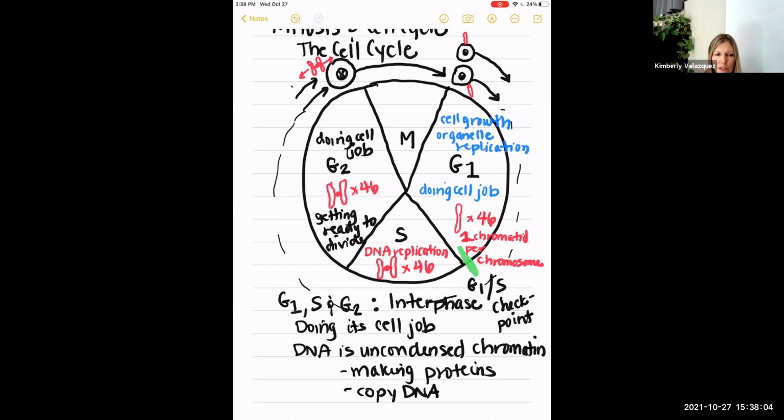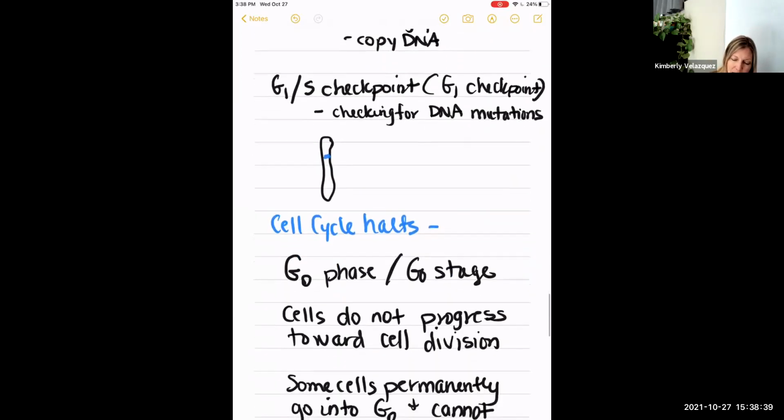What kinds of things would it be doing to get ready to divide? Well, it would be making more organelles, because remember that cell needs to divide everything in half. So if it needs a lot of something to start its cell job, it's going to really make a few more right now. And it's also going to replicate its centriole. Remember, the centriole is the structure that's going to organize those microtubules to pull those sister chromatids apart during cell division.